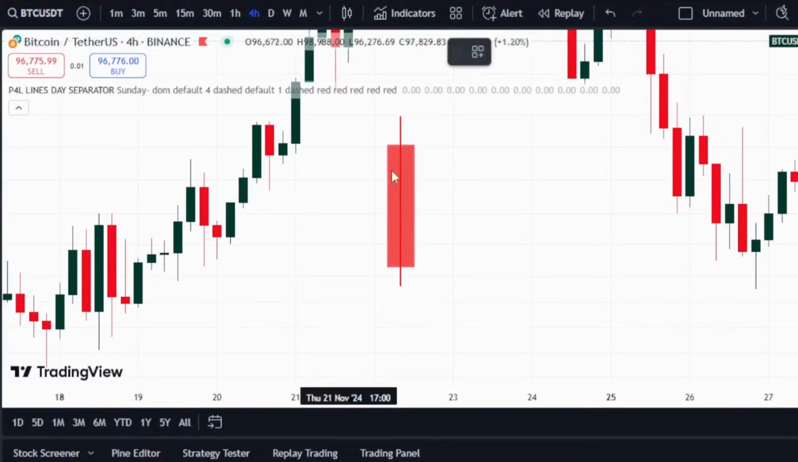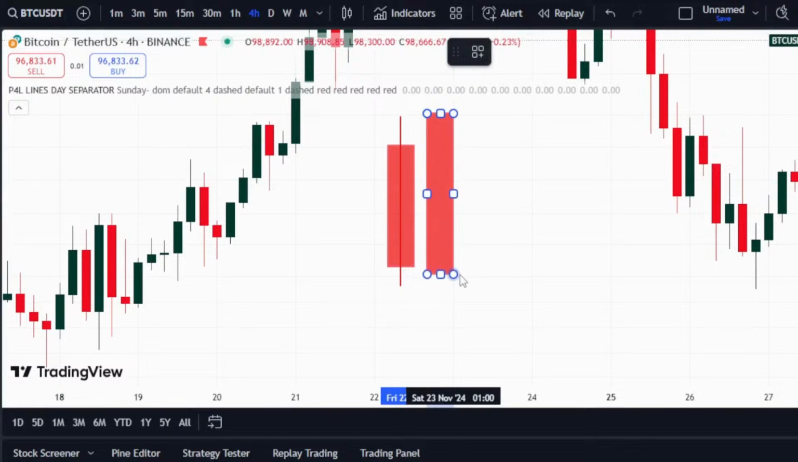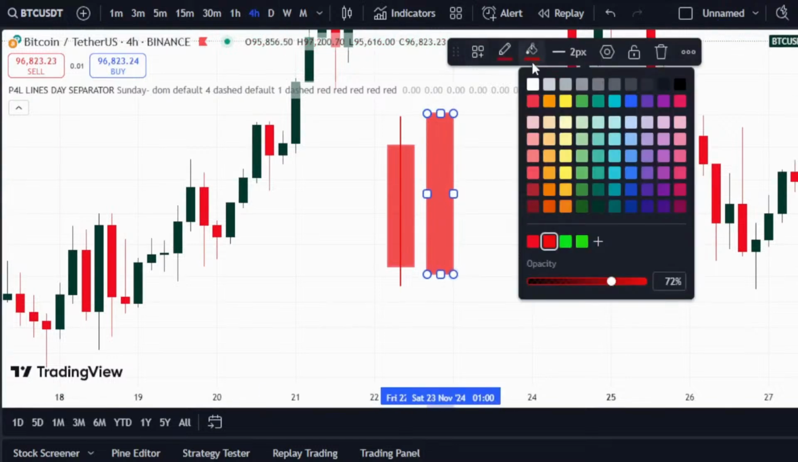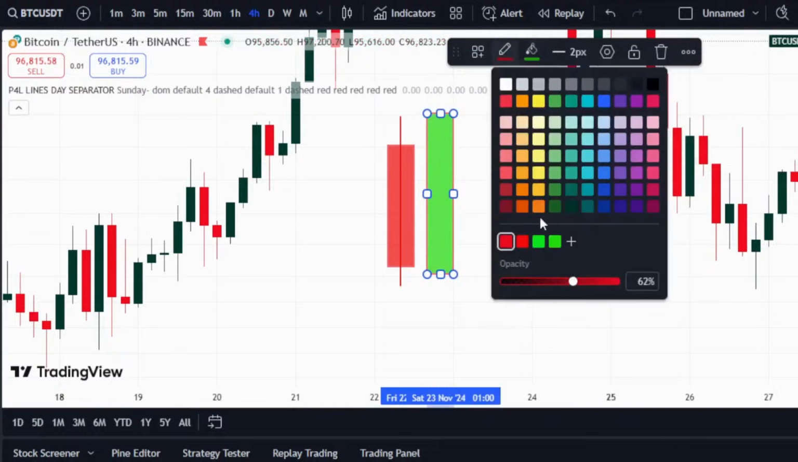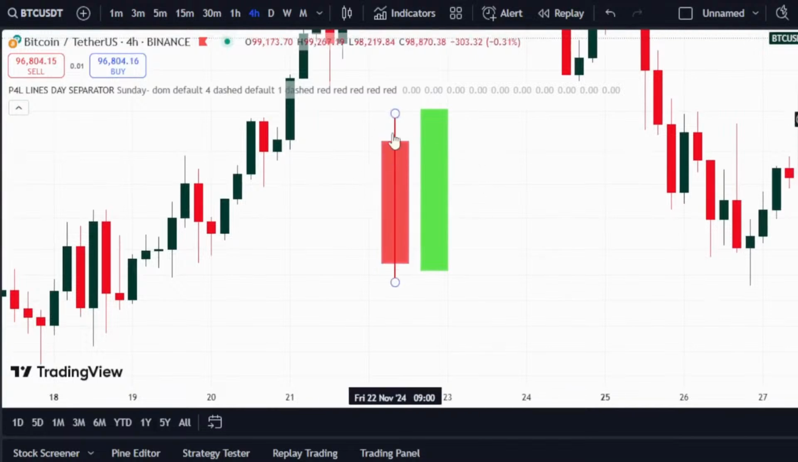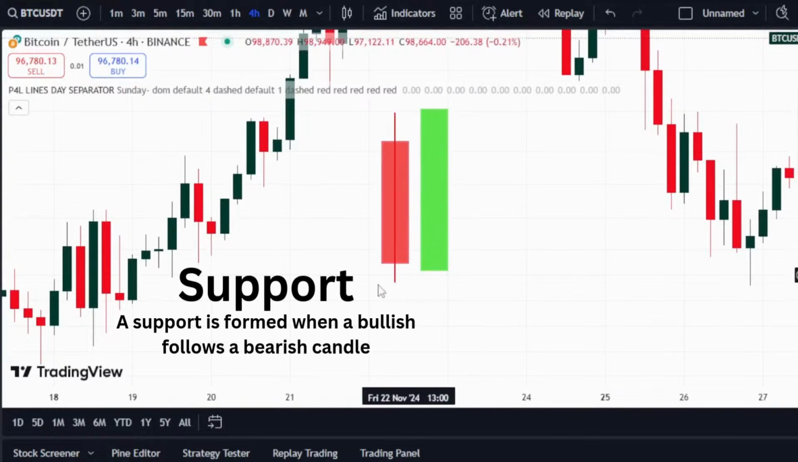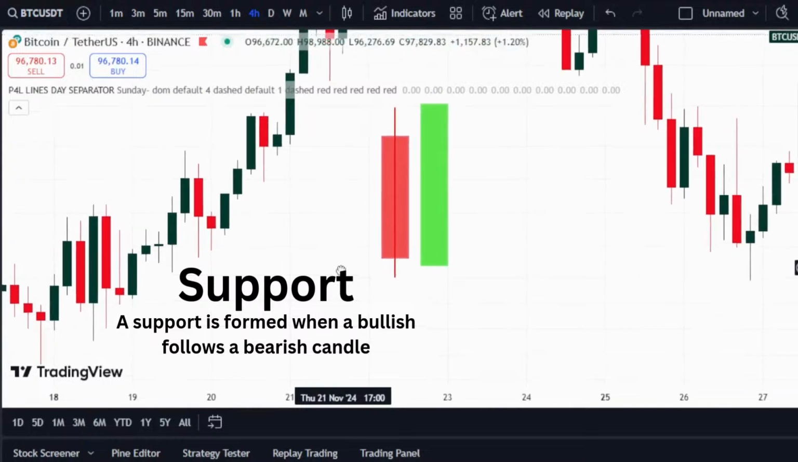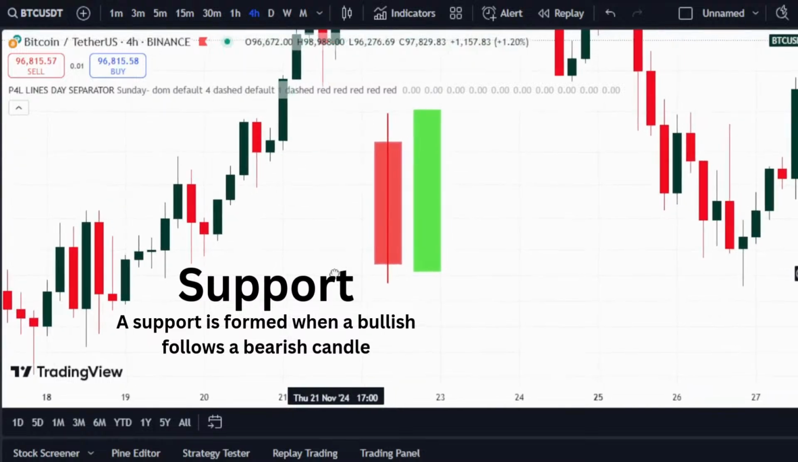Now, immediately you now have a bullish candle, depending on your preference. If you have this, you have a bear candle that is followed by a green candle. So what you have here is a support. That is how support is formed. There is a bear candle followed by a bullish candle. So automatically a support is formed.